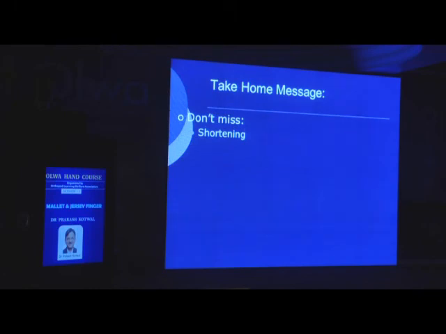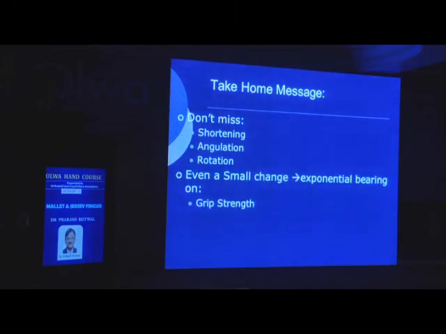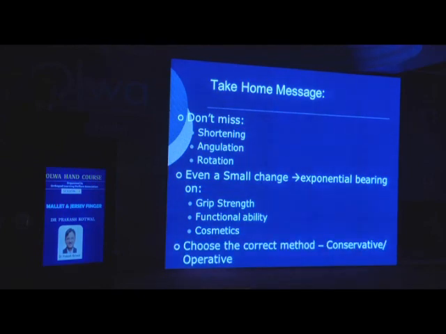So to conclude, don't miss shortening, angulation, rotation. Even a small change in any of these displacements can have an exponential bearing on the grip strength, on the functional ability of the hand, and the cosmetic appearance of the finger or the hand. And therefore, you need to choose the correct method, whether it is conservative or operative, and there is a plethora of methods for treating metacarpal fractures. Thank you very much for your attention.